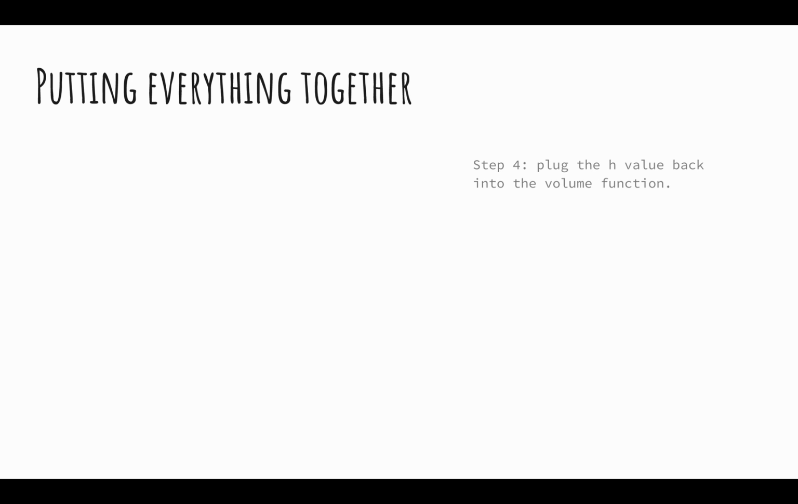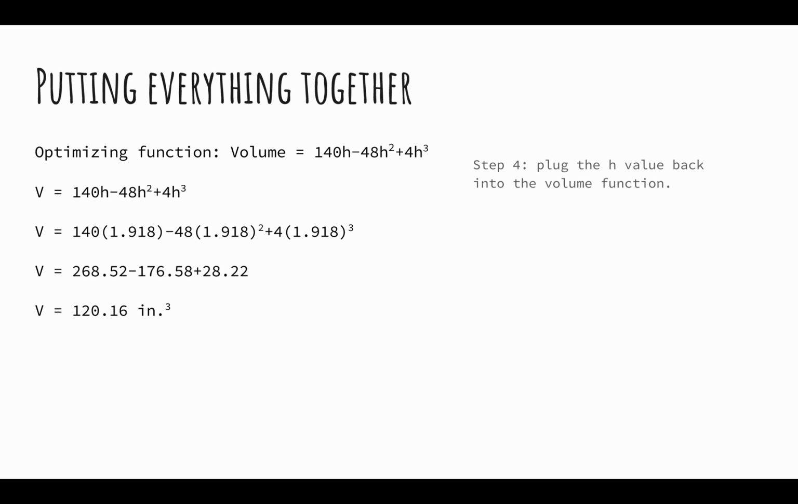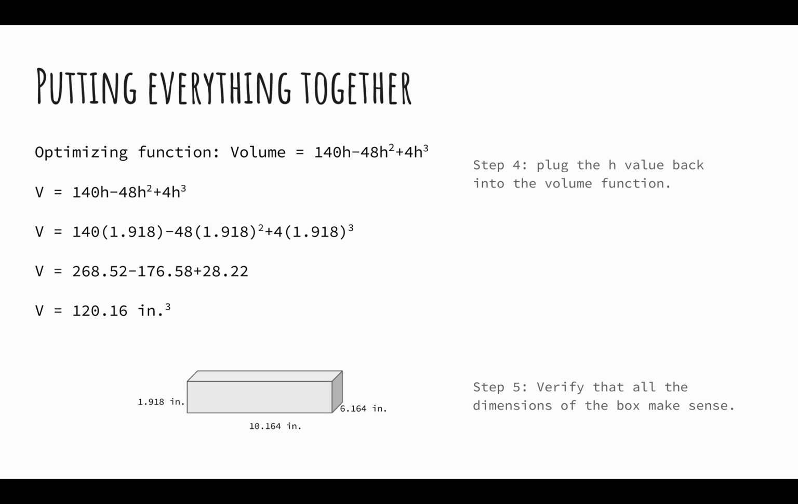After we've verified our critical value for h, we plug it back into the volume function, and we'll have solved for the maximum possible volume of the box. Once again, we're just going to plug in our calculated values for the sides back into the diagram to make sure there isn't any funny business going on. Beyond that, everything else checks out alright.